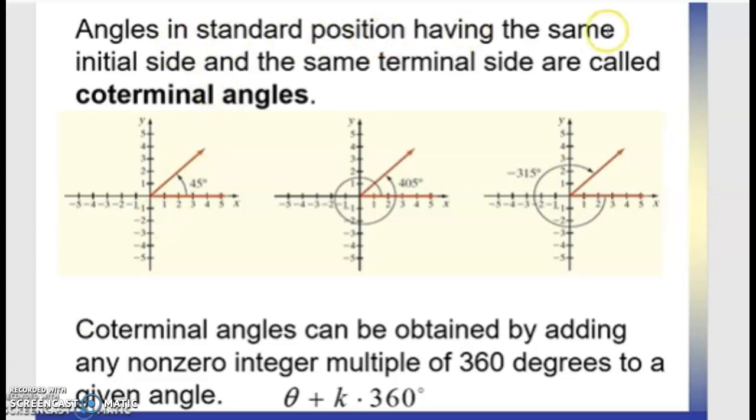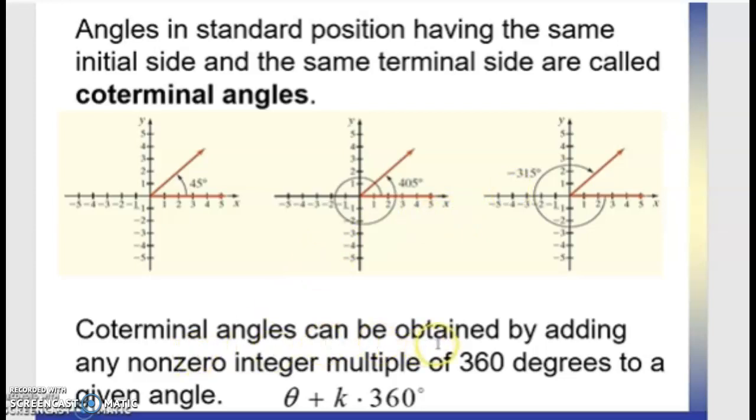Angles in standard position having the same initial side and the same terminal side are called coterminal angles. An example of a coterminal angle: a 45-degree angle, a 405-degree angle, along with another coterminal angle measuring negative 315 degrees.